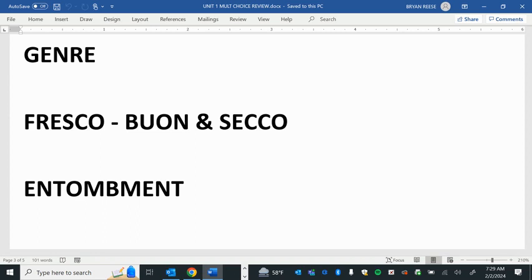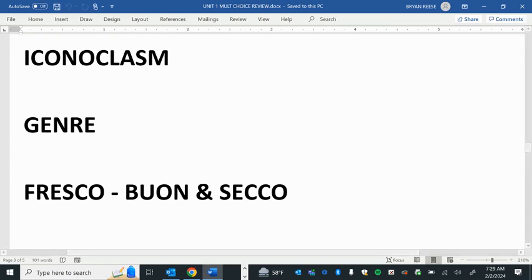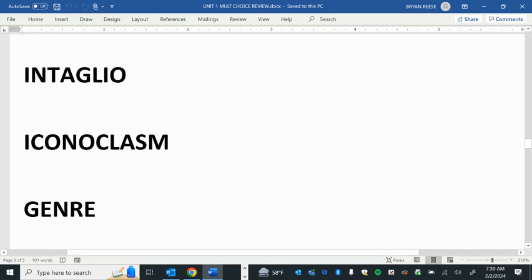Genre is on the test. If I told you we were going to go to the museum to look at a bunch of genre paintings, what would you expect to see? Common people doing what? Common things. If I told you that we were going to the museum to look at an iconoclasm exhibit, what would you expect to see? Nothing.